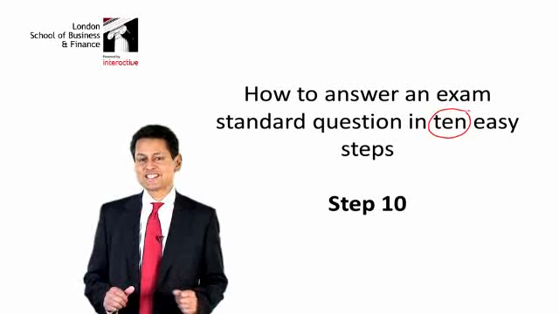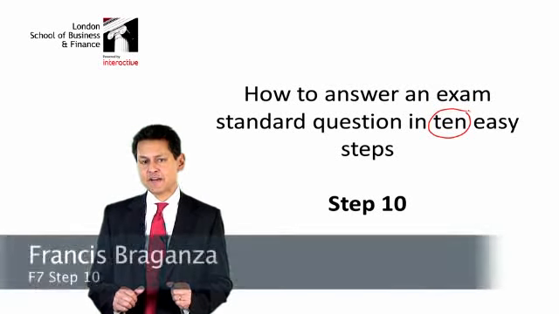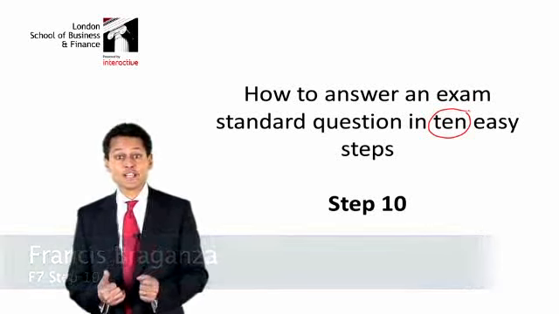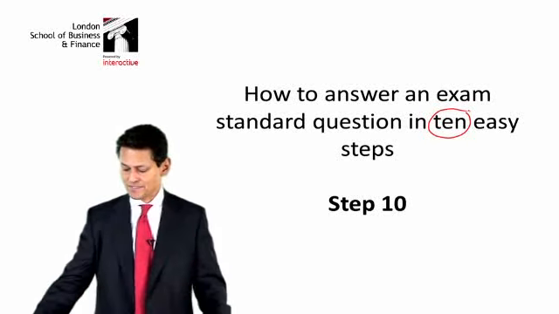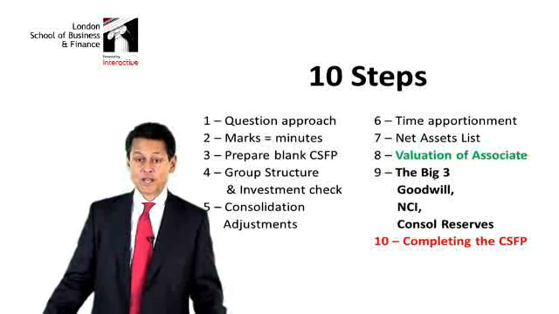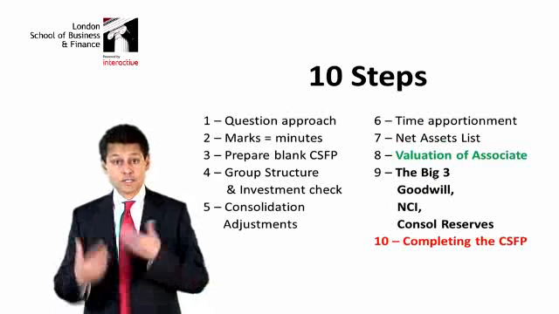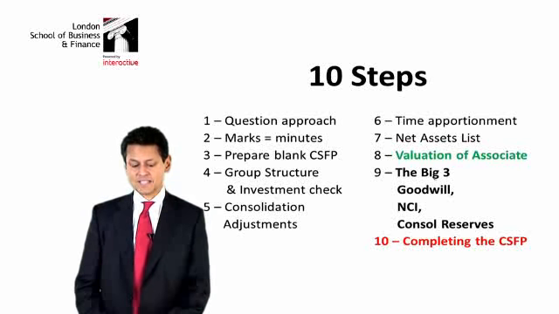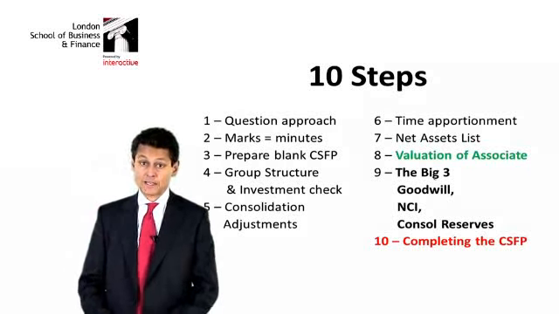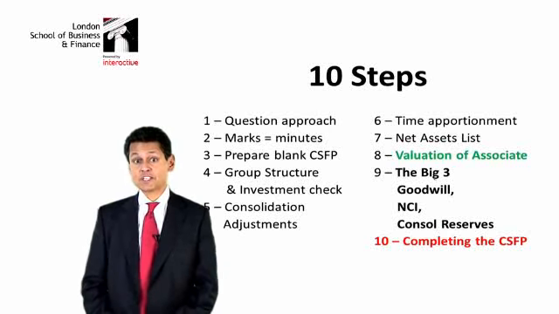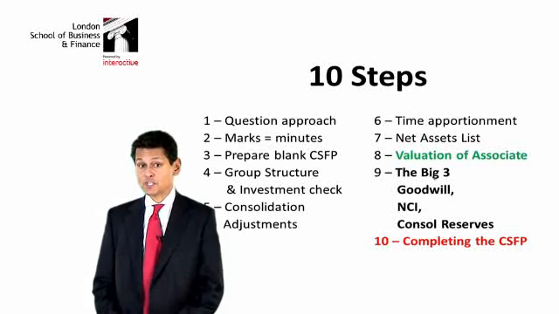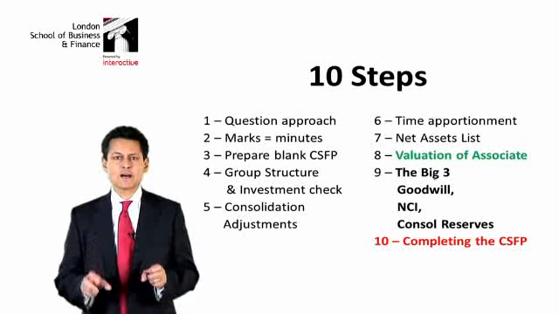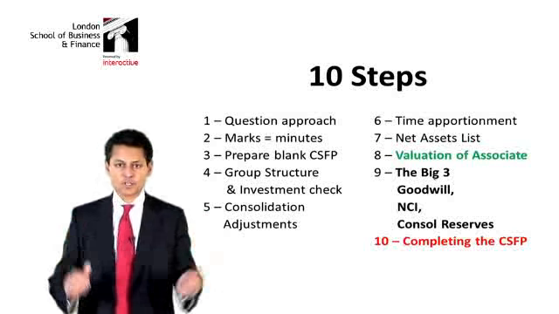And so we come to step 10 in this F7 coverage of how you might do a big, challenging consolidation question in 10 easy steps. So the question approach, the marks, how you convert into minutes, how you prepare your blank, empty CSFP, think about the associate as well at the same time, group structure, the investment check as well, consolidation adjustments, big marks for that, time apportionment, and this particular question was quite nasty with the seasonal variation for the associate.